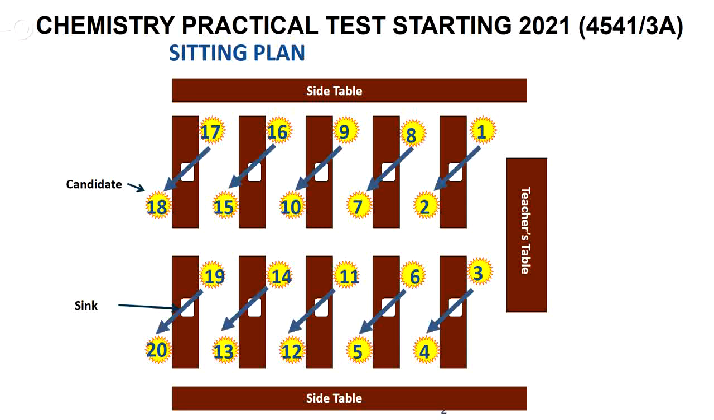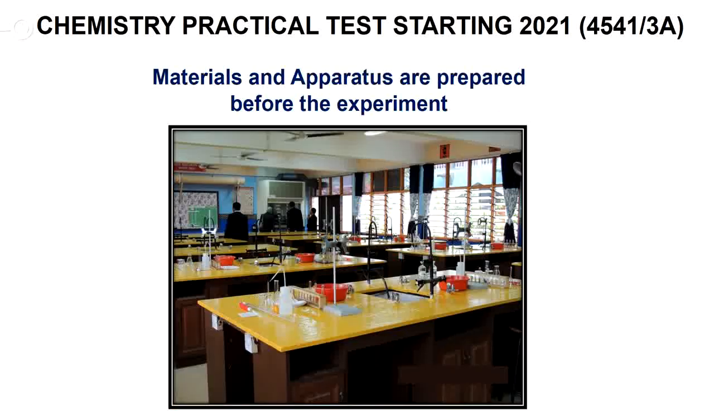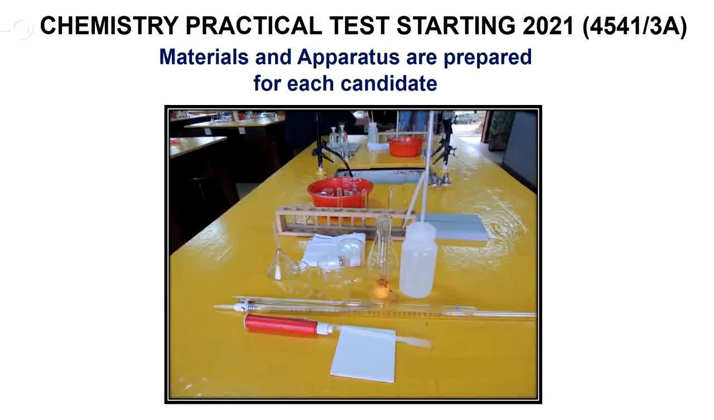Sometimes the chemicals can be put at the center of each table to be shared by two students. Lab assistant will prepare the materials and apparatus before the experiments and put on the table as shown in the picture. That's why the school lab will be closed for 1 week before the practical test.